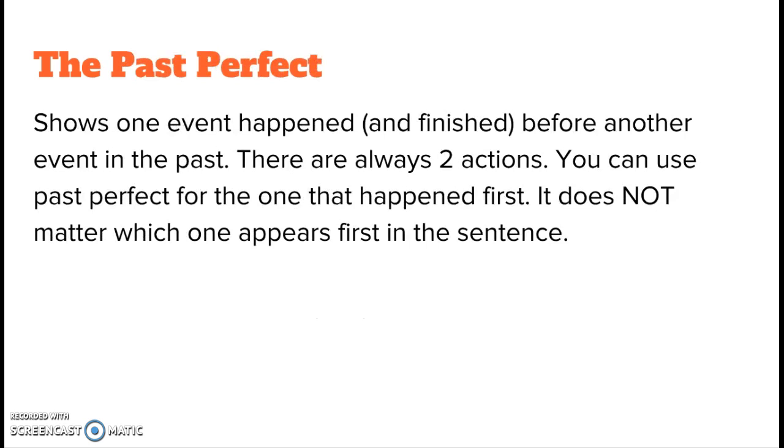The past perfect shows that one event happened and finished before another event in the past. That means that you will always have two events or two actions at least. You can use the past perfect for the event or the action that happened first. It does not matter which one appears first in the sentence.